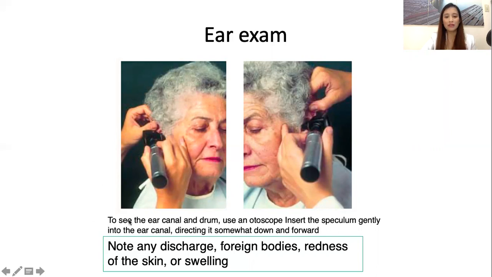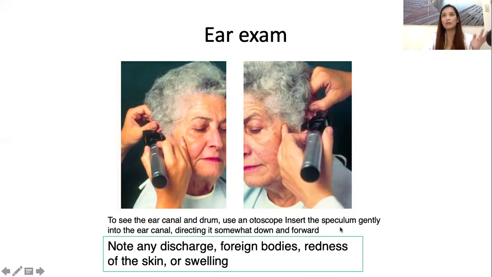So to see the ear canal and the drum, we use the otoscope. When you hold the otoscope, you hold it like a pencil. And then you anchor your hand lightly against the patient's face, just very lightly, to steady your hand. And then insert the speculum gently into the ear canal. If you see that the ear canal is very inflamed, don't even attempt to push it down further because that would be very painful.